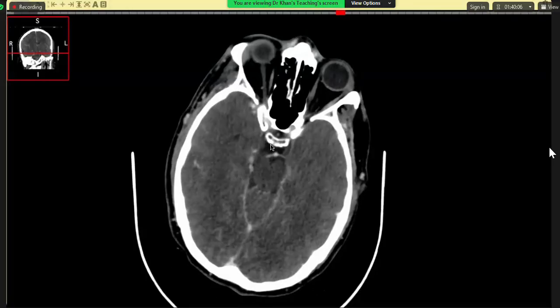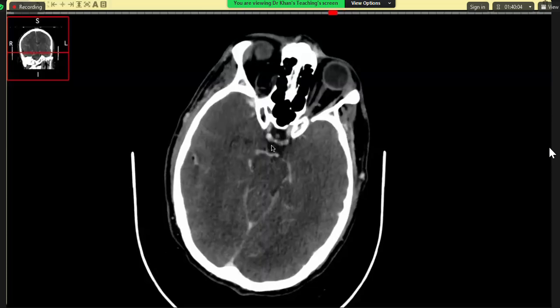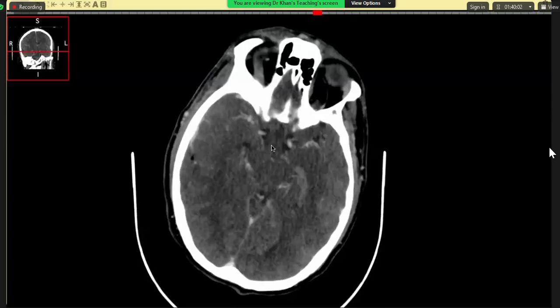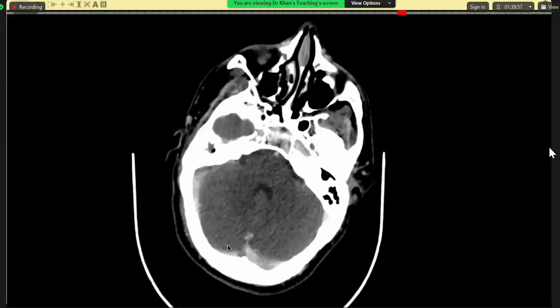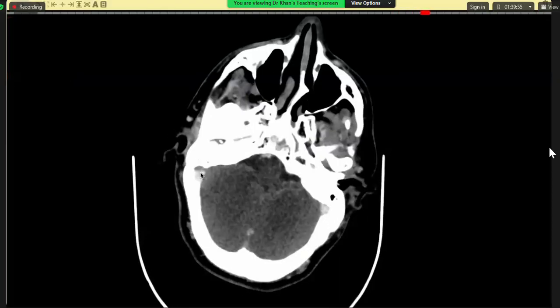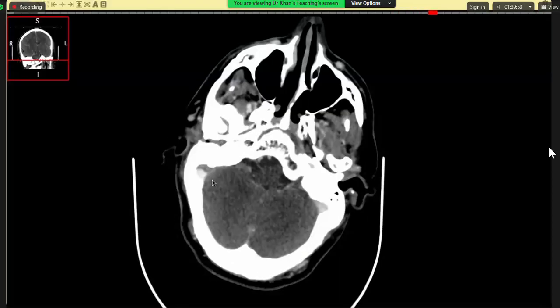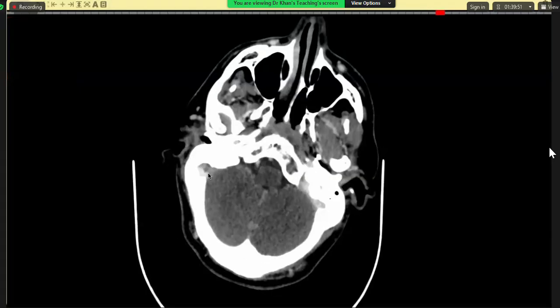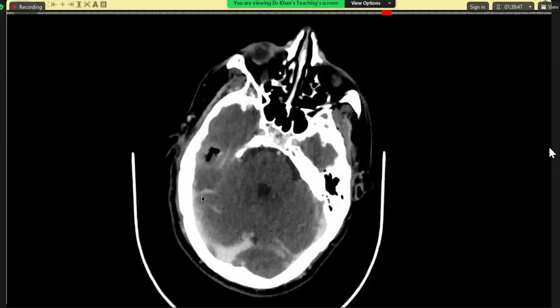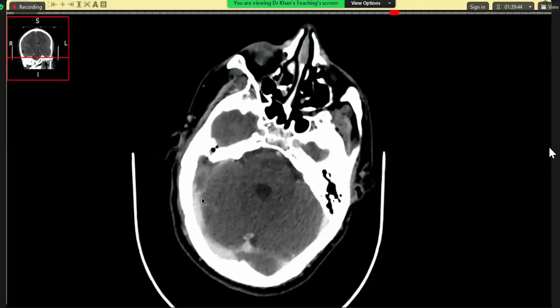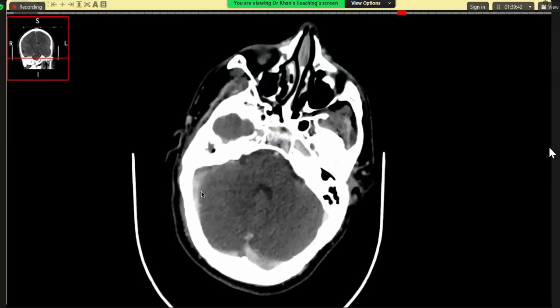Actually, here we can see, here you are. Now, here there is a filling defect. This is a sigmoid sinus thrombosis. But more here, you were not moving your mouse, you just got caught up. Actually, what is happening here?